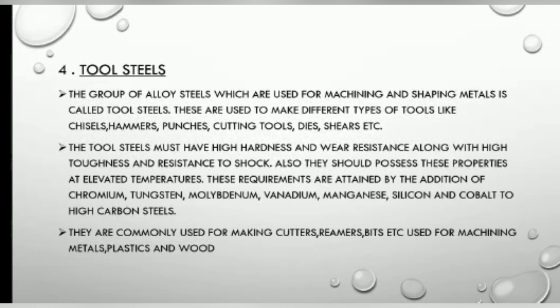These requirements are attained by addition of chromium, tungsten, molybdenum, vanadium, manganese, silicon, and cobalt to high carbon steel. They are commonly used for making cutters, reamers, bits, etc. used for machining metals, plastics, and woods.